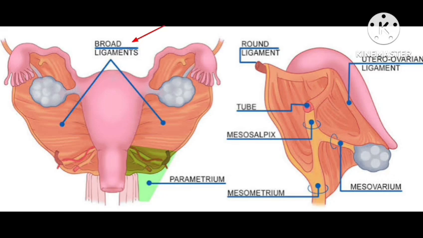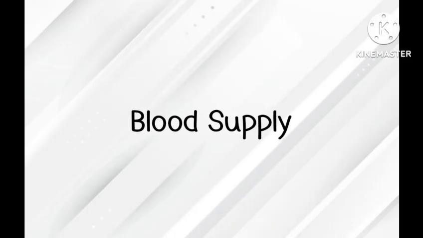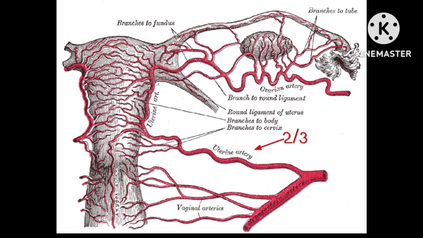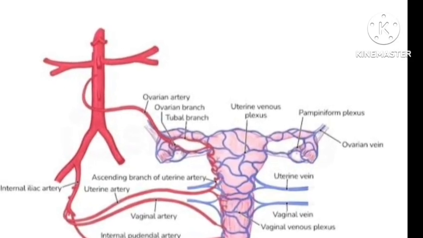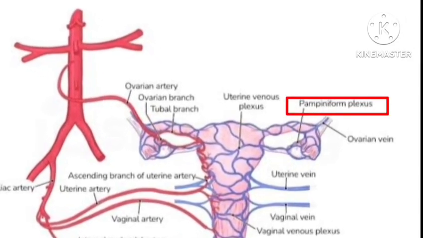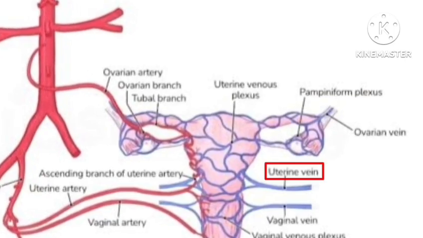The part of the broad ligament between the attachment of the mesoovarium and the uterine tube is known as mesosalpinx. Blood supply. First, the uterine artery supplies approximately the medial two-thirds and the ovarian artery supplies the lateral one-third of the tube.